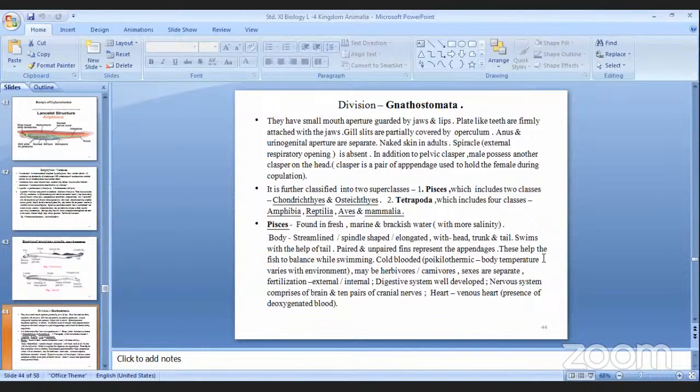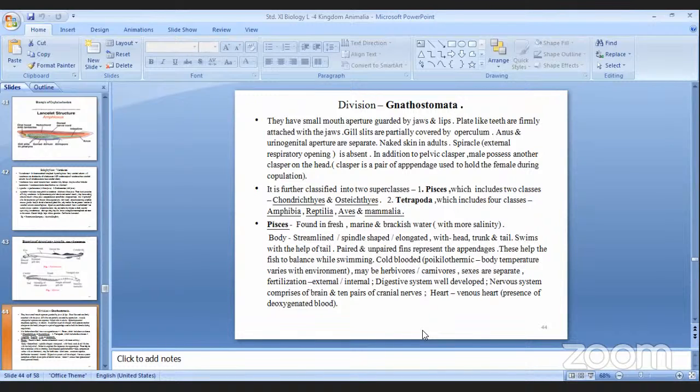Then they swim with the help of the tail. Paired and unpaired fins represent the appendages. These help the fish to balance while swimming. They are cold-blooded, that means poikilothermic. Cold-blooded is there and warm-blooded is there. Cold-blooded means poikilothermic, and if it is warm-blooded, then they are known as homothermic.